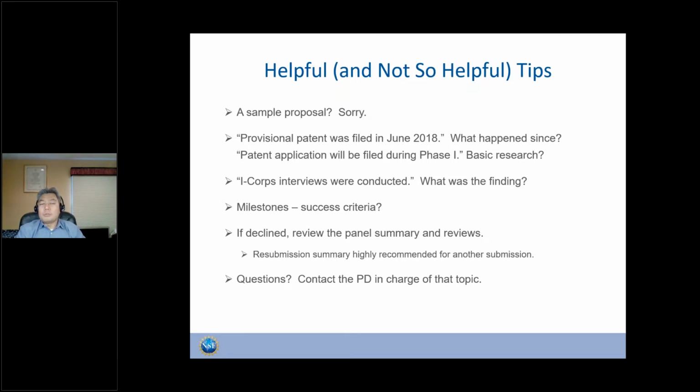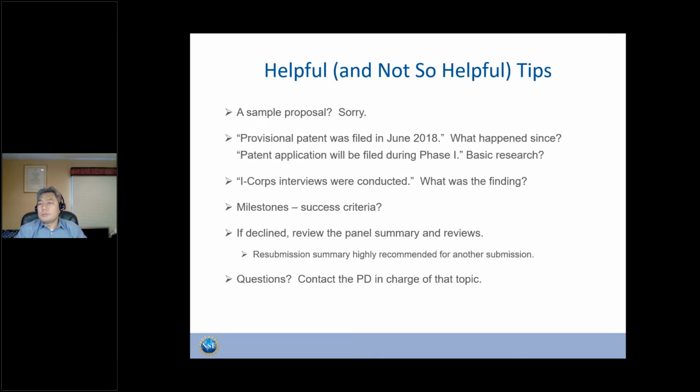So our hope is that this feedback will be helpful to the applicants in some way, even if they decide not to come back and submit another proposal. Hopefully they'll be helpful. So go through those reviews carefully, and if you're thinking about coming back and submitting your proposal again, please do circle back with us. And if you have any questions, please contact the program director in charge of that topic.